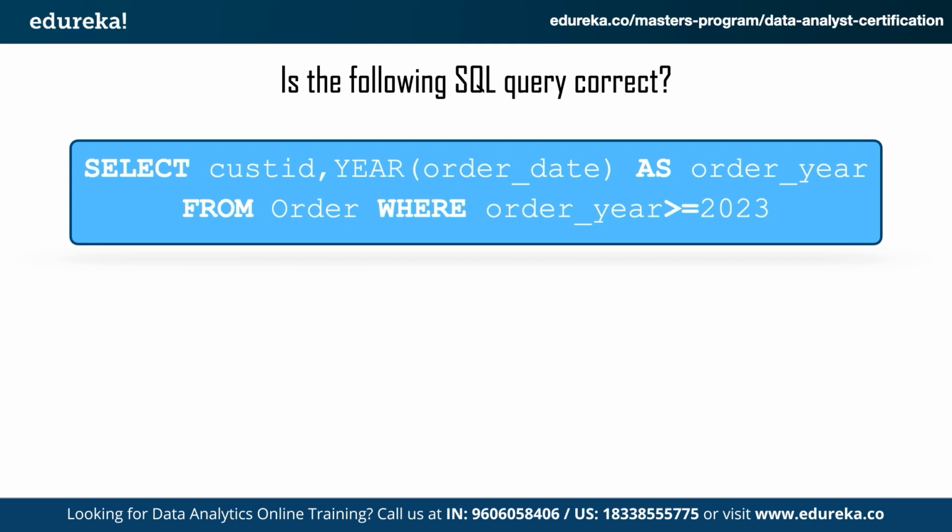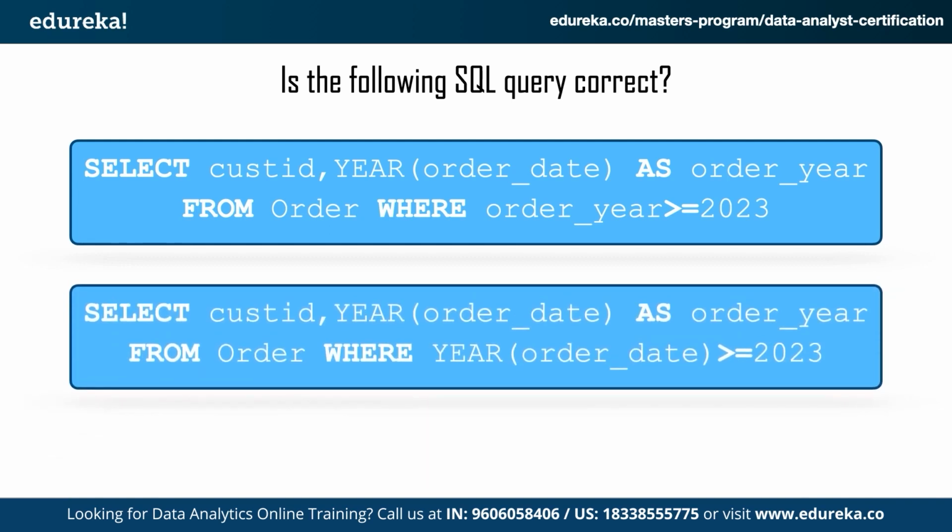Pause the video over here and analyze the question. You can type your answers in the comment section down below. So, what's your answer? If you answered that the query is correct, then you are wrong. The query stated above is incorrect, as we cannot use the alias name while filtering data using the where clause. It will throw an error. The correct form of the SQL query is as follows. All you need to do is pass the order date through year, not directly.